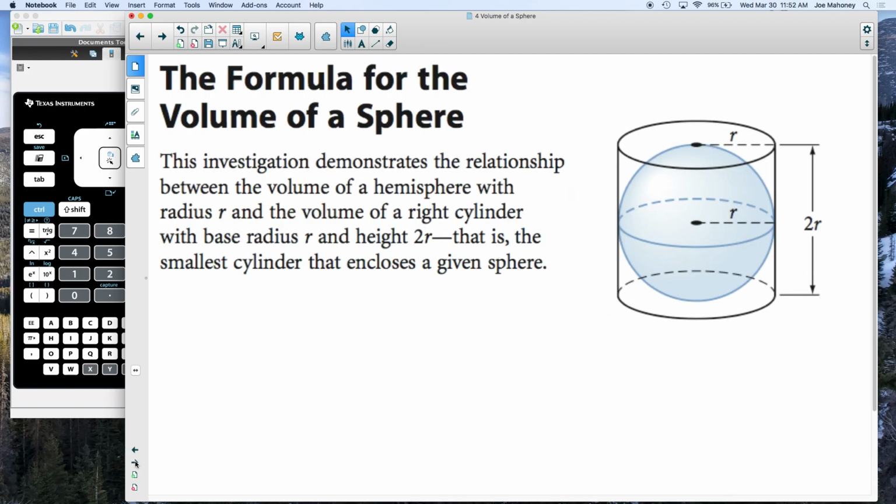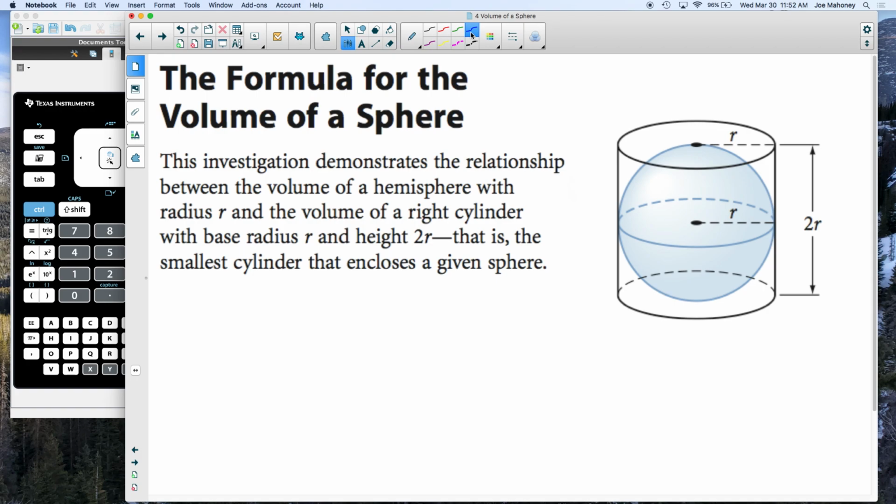Alrighty, so what we're going to do to figure out this volume of a sphere is think about a sphere that can fit fully inside of a cylinder. So in class we will be doing an investigation, and I want you to notice that this is the smallest cylinder that can enclose this sphere, because the diameter of the sphere is equal to the height of the cylinder. So that's the relationship we're going to use.